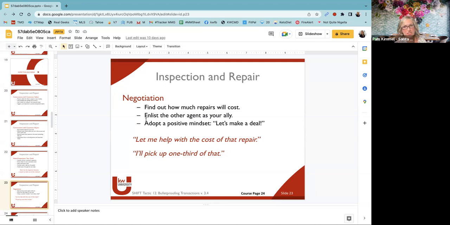Treat the other agent as your ally. Ask the agent, like, who would you get to do this job? How would we go about getting this taken care of? And adopt a positive mindset that says, let's make a deal. Like, I want to work with you. We want to get this worked out. What is it that we have to do to come together on this?